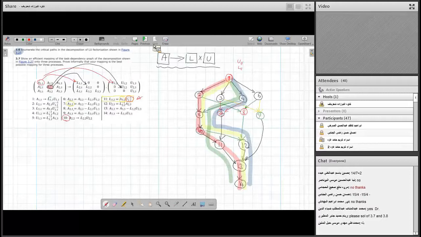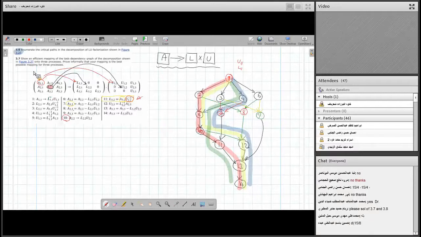Okay, this is the content of, oh yes. I have solved this 3.6 and 3.7. Okay.